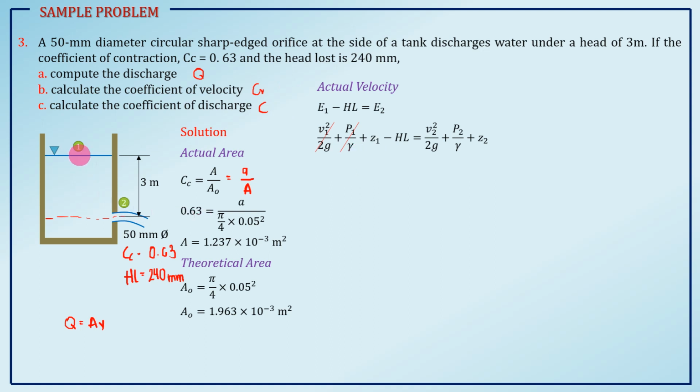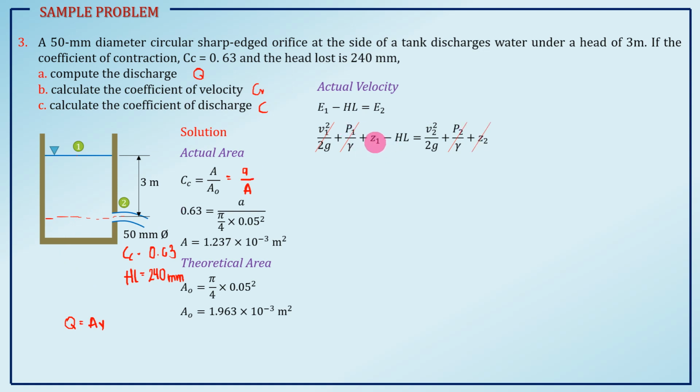The elevation of point 1 to our datum is 3 meters. So, it has a value. Then HL has a value, 0.240. The velocity 2 is the velocity at our jet. So, that is what we use to solve for the velocity calculated by the orifice. So, V2 is V. Then P2, since it is exposed to air, is also equal to 0. Then Z2 is at our datum, so it is also 0.